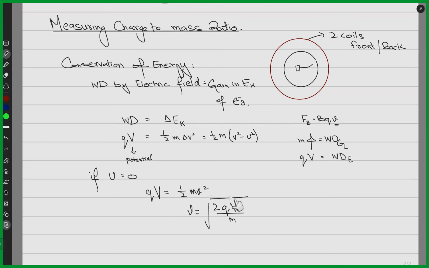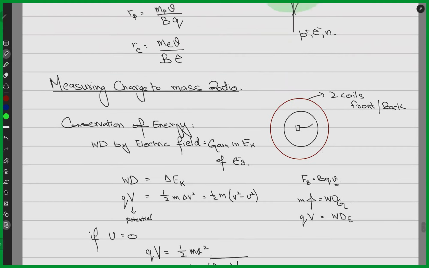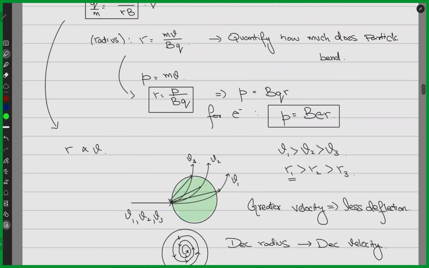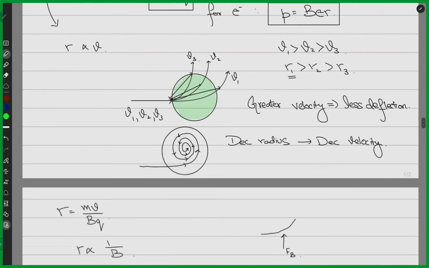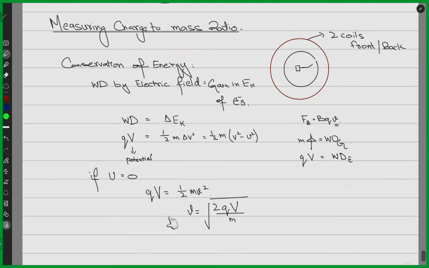Again, this V here is the accelerating potential difference, or the accelerating voltage. Now, this is the parameter that I can control in my experiment. So what I'm going to do is take this expression, and let me label this equation as equation star.